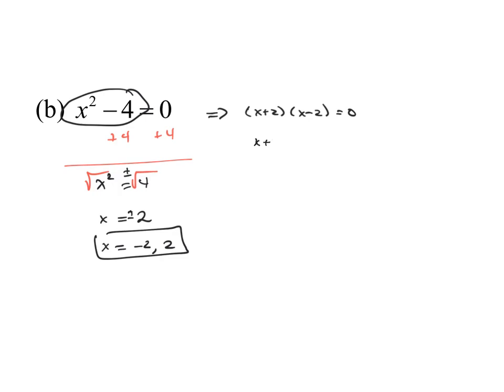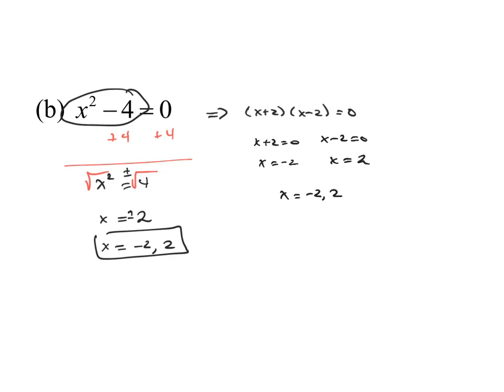Then you could set each one of the factors equal to 0. And when you set each one of the factors equal to 0, you have x plus 2 equals 0. Subtract 2, you get negative 2. You have x minus 2 equals 0. Add 2, and you get x equals positive 2. You're getting the exact same two answers.